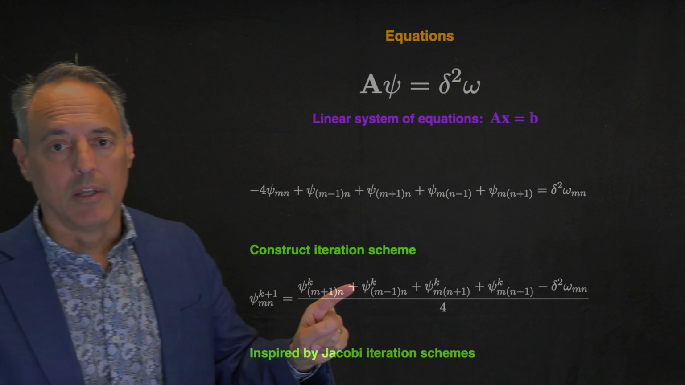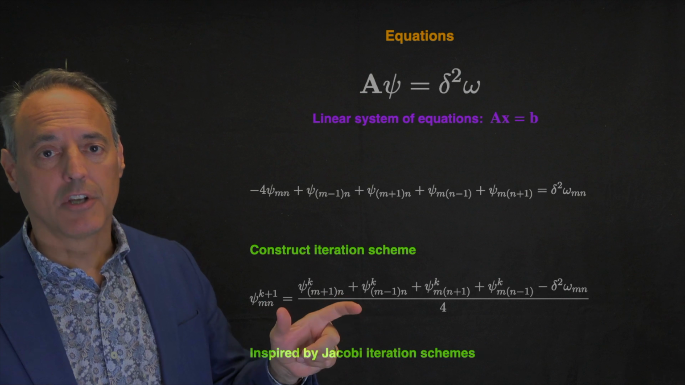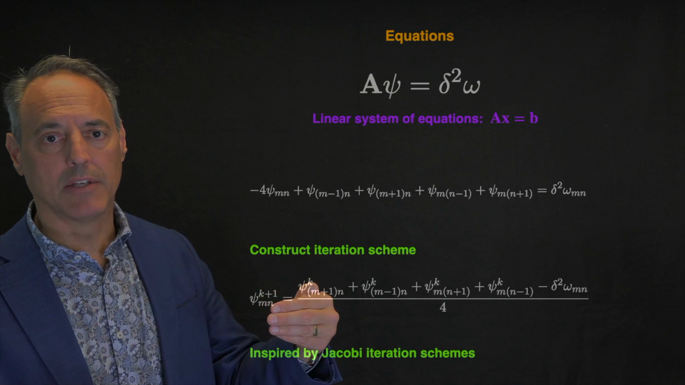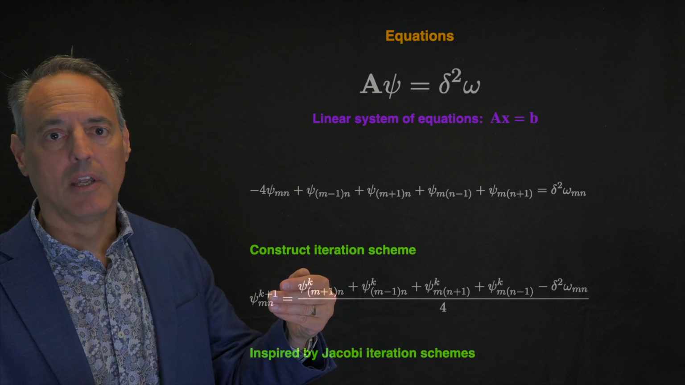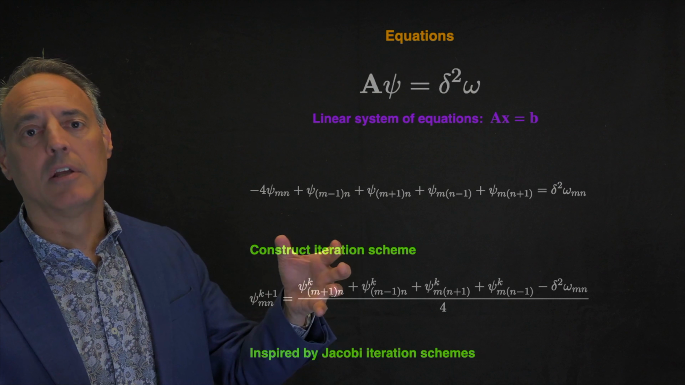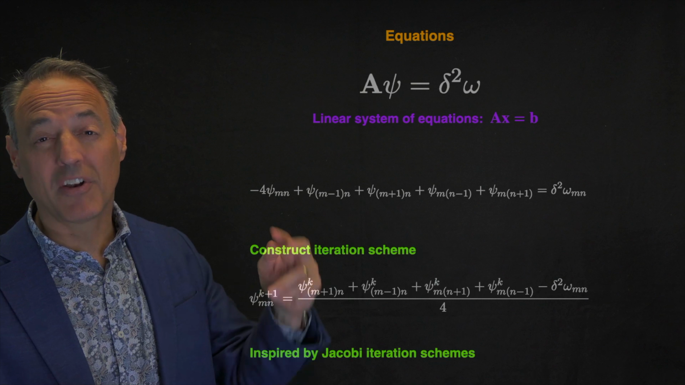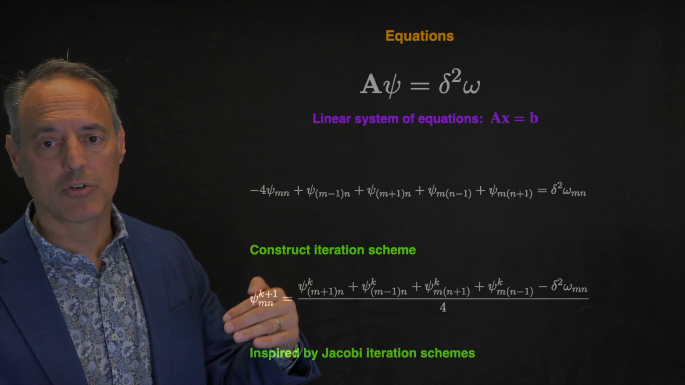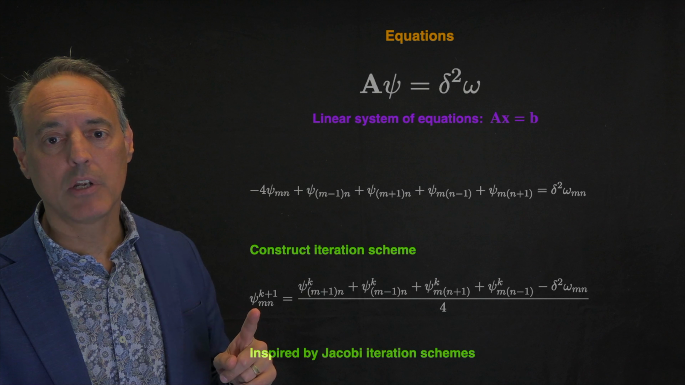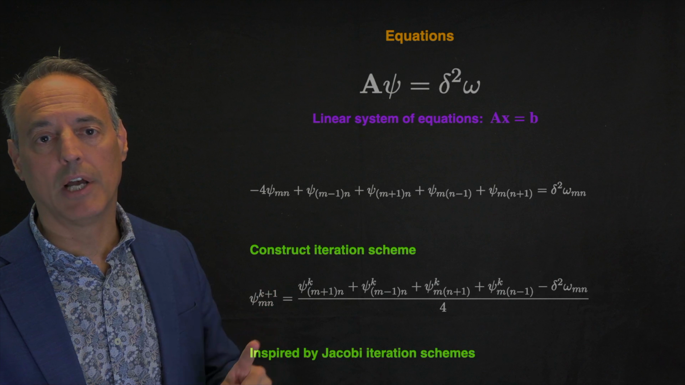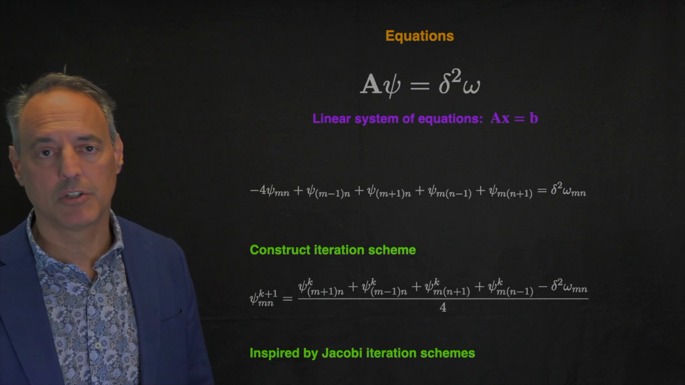So we know that this is guaranteed to converge if it was strictly diagonally dominant, and this is a borderline case. Strictly diagonally dominant means all the terms off the diagonal are less than the diagonal, but here they're equal. So we're on a marginal case. What we want to do, though, is figure out how to solve this. And here's an update rule, which is very much inspired by Jacobi iteration schemes.